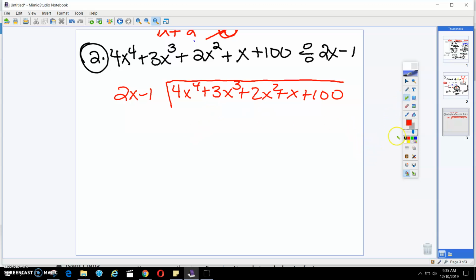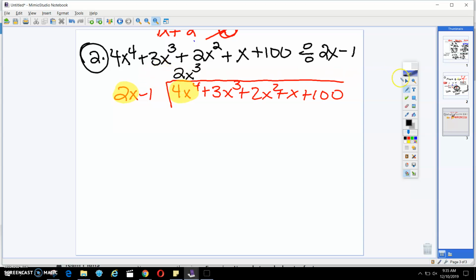Okay? So now what you're going to do is take this first term right here and divide it by this term right here. So if I take 4x to the 4th and divide it by 2x, what am I going to get? 2x to the 3rd. And I'm going to put that right here on top of the house.